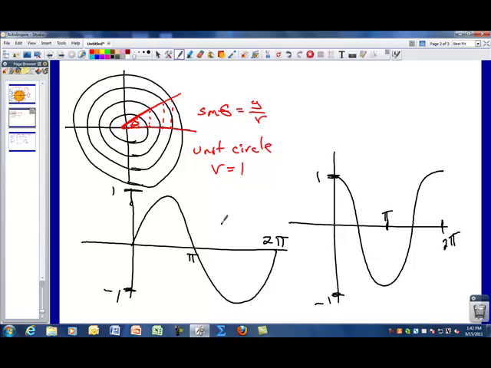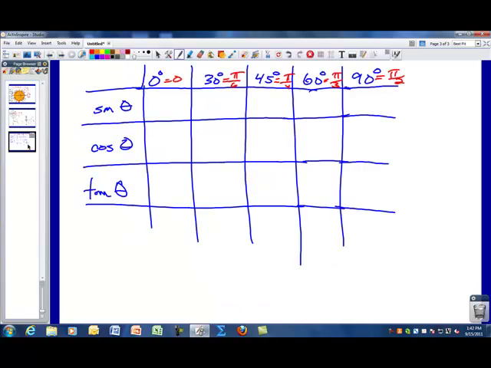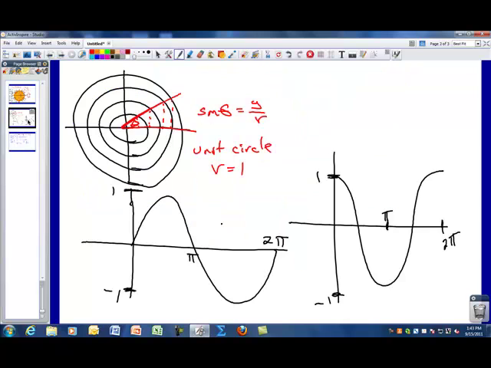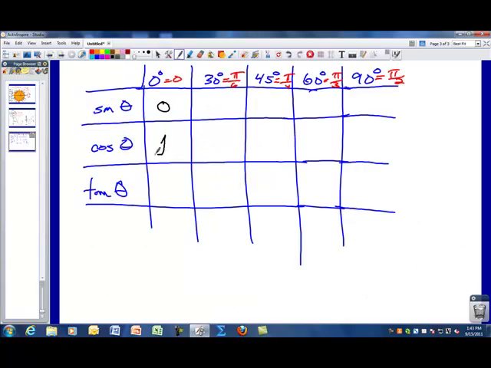So if I think about the sine of 0, it is 0. If I think about the cosine of 0, here we are at 0. Cosine of 0 would put me at 1. Tangent is sine over cosine. I don't have a graph of the tangent, but that would be 0.